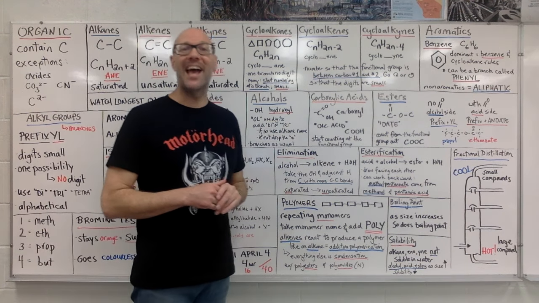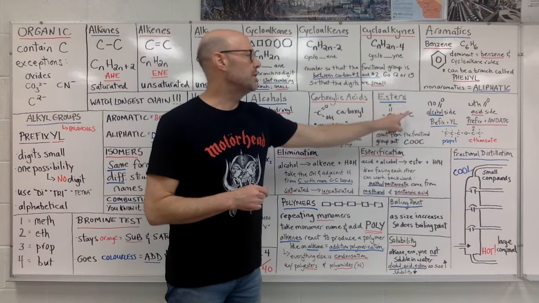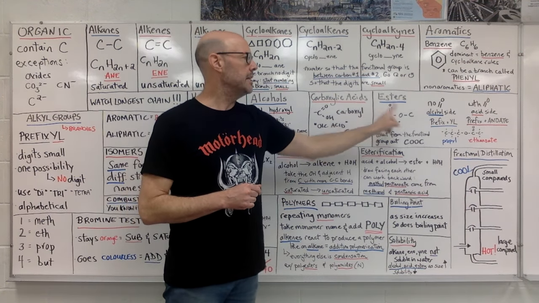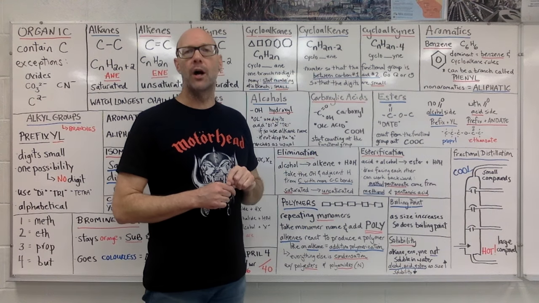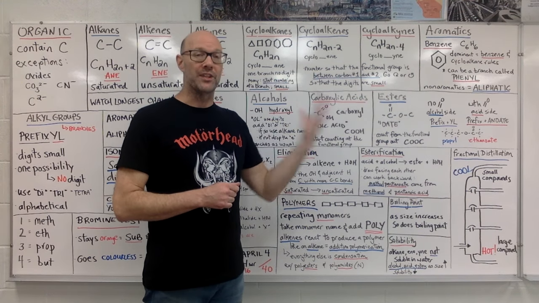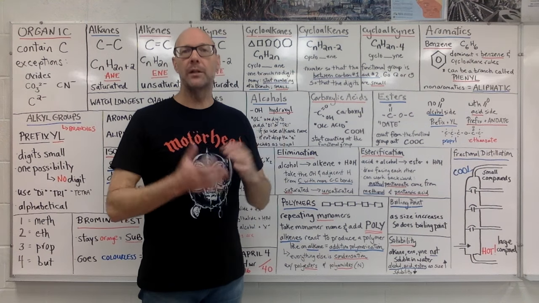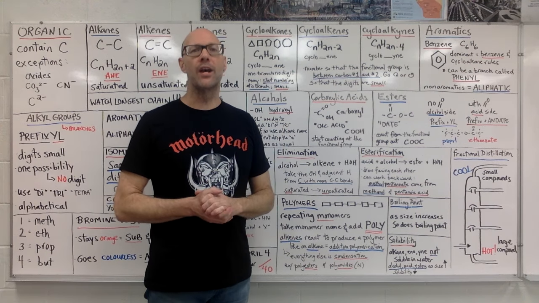and we ended with esters. That's 2 different carbon chains separated by an oxygen in the middle, and immediately to the left or the right is a double bonded oxygen. There's an alcohol side and an acid side to an ester, and it really has some important consequences for our naming rules.